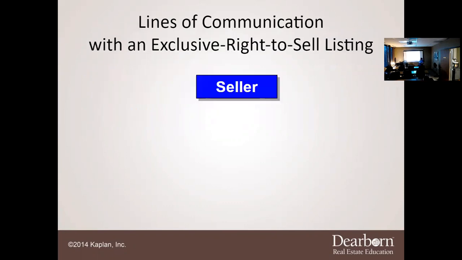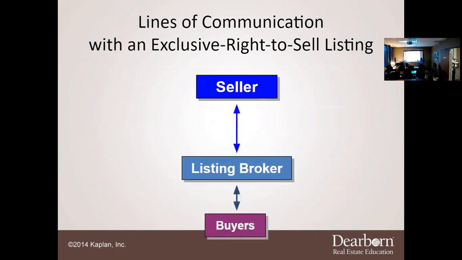Now, the lines of communication when dealing with what we call an exclusive right to sell. So, of course, we have our seller. And our seller is working through an exclusive right to sell. The seller works directly through the listing broker or the agent that the broker assigns to it. And then that listing broker works with the buyers. Okay? Now, the buyers here could come from where, Mr. Aiden? Could it be another brokerage in town? Yeah. Anywhere. Another broker in town could bring me a buyer. Okay. Still works. But ultimately, to get to the seller, they have to get through me. Okay?